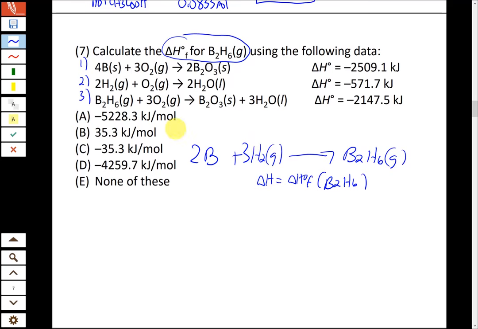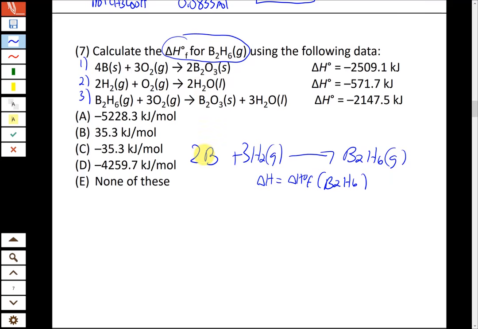So boron only occurs in the first equation. Hydrogen only shows up in the second equation. B2H6 only shows up in the third. So this one should be a pretty straightforward one to piece together. We're going to have a bunch of oxygen that ends up canceling out as well as water if we do things correctly, but we can just go one at a time.